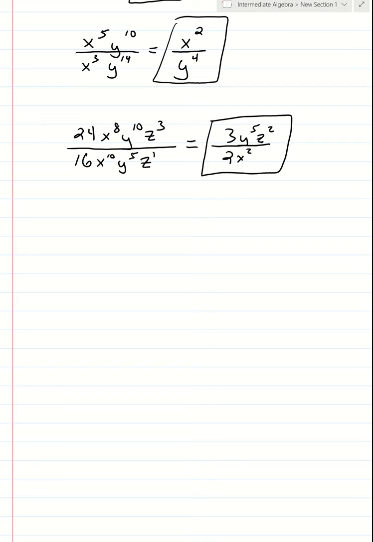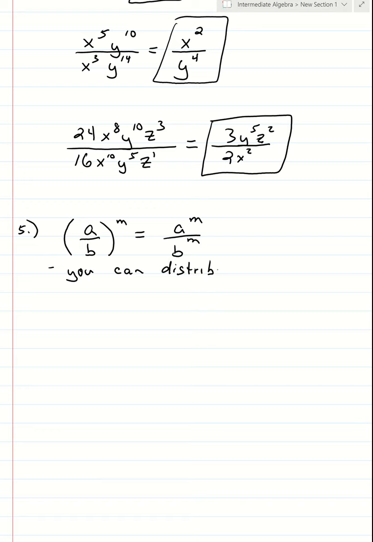A fifth law. The fifth law is actually similar to the third law. The fifth law tells us that if we have (a over b) to the power of m, this is going to, in fact, be equal to a to the m over b to the m. Because much like the third law, you can distribute, once again, a power over division.